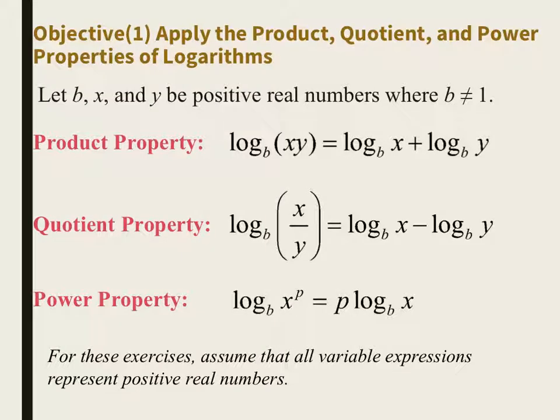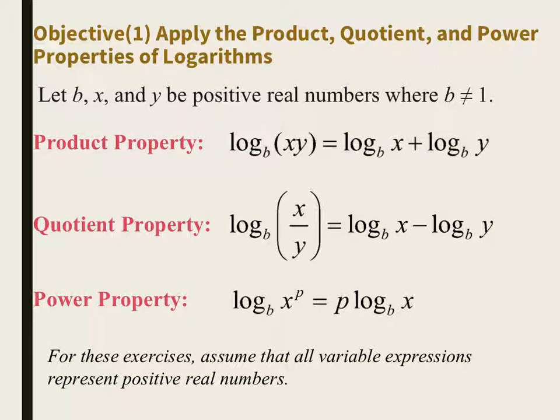So our first objective is to apply the product, quotient, and power properties of logarithms. Let b, x, and y be positive real numbers where b does not equal 1. The product property is log base b of xy equals log base b of x plus log base b of y. The quotient property, log base b of x over y, is equal to log base b of x minus log base b of y.